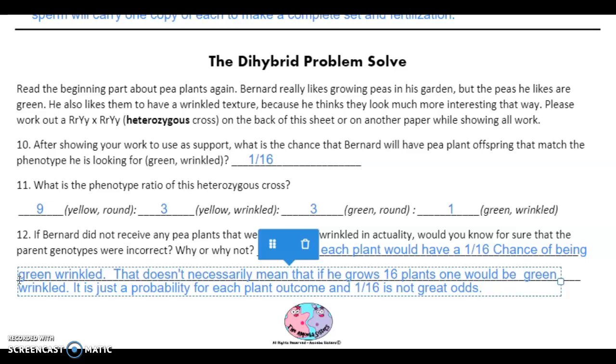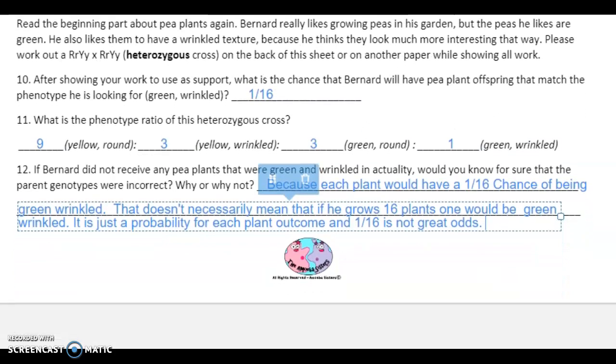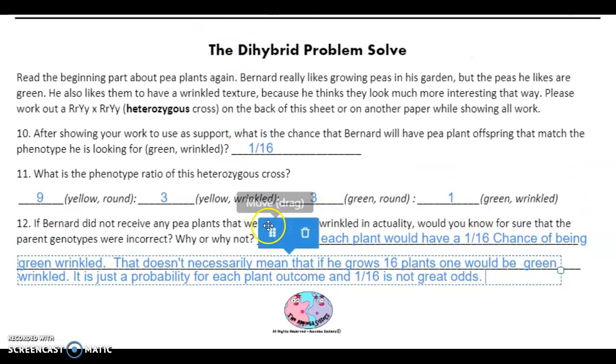So the genotypes would still be correct, and you just haven't quite gotten to that one that's going to be that 1 out of 16. So it doesn't necessarily mean that they're wrong. It just means that plant number 1 had a 1 in 16 chance of being recessive. Plant number 2 had a 1 in 16 chance of being recessive, and so on. So it doesn't necessarily mean that if you grow plants, you're automatically going to get one that is recessive. Okay? You can go ahead and draw out that 16 box if you want to. Or just knowing that 9 to 3 to 3 to 1 ratio, if both parents are heterozygous for both traits, that can come in handy and save you a lot of work there. That's that.